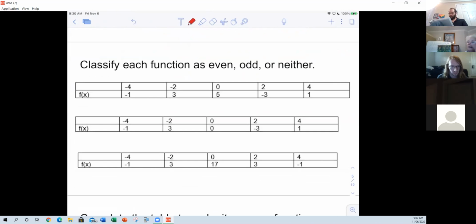Okay. So now if you're given a table of values, you should also be able to classify the data as even, odd, or neither. What about the first one? Neither. Why? It doesn't pass through the origin, and both sides are opposite of each other. Right.